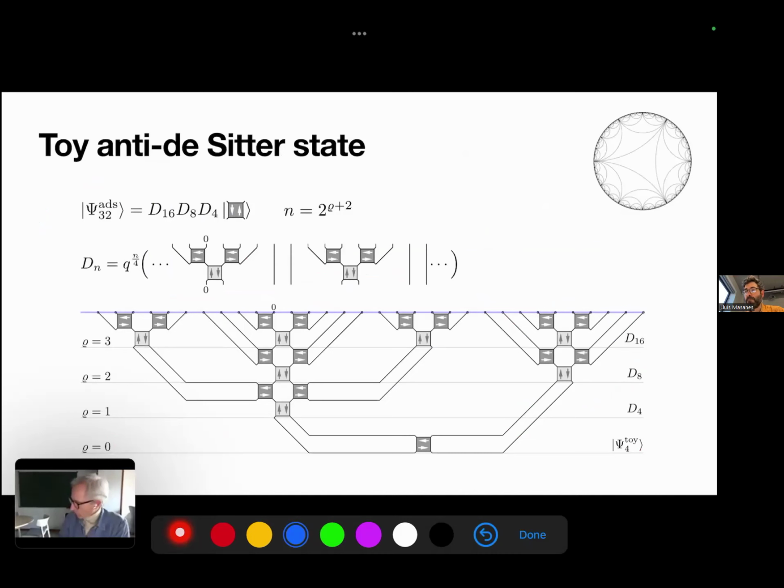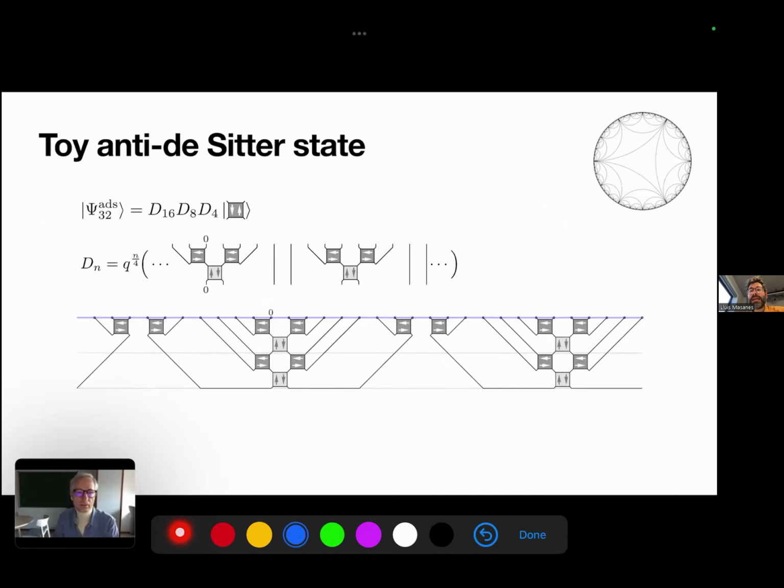So yeah, maybe now I can move to anti-de Sitter. Should I, or should I stop here? Well, you have 10 minutes if you want. Okay, good.